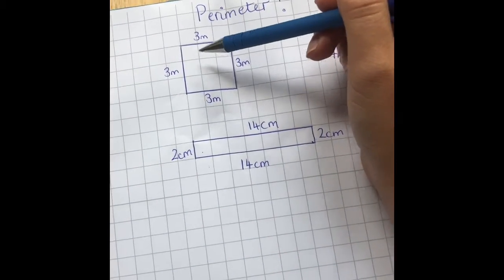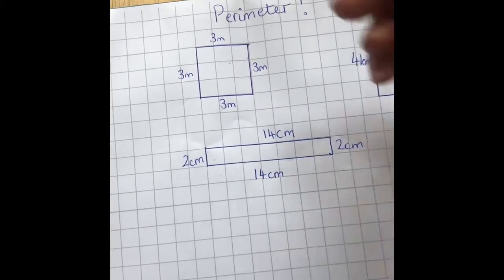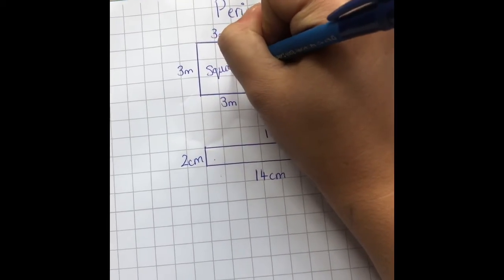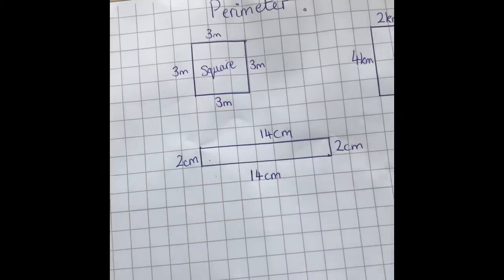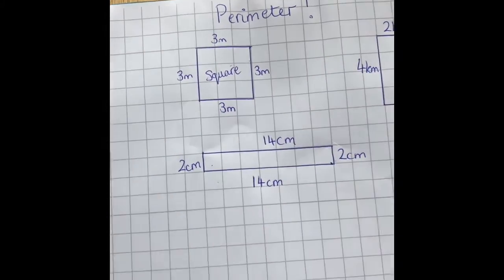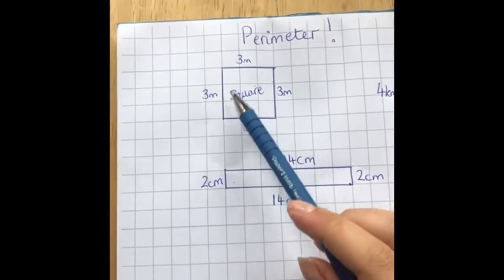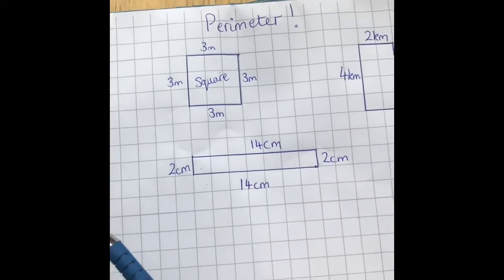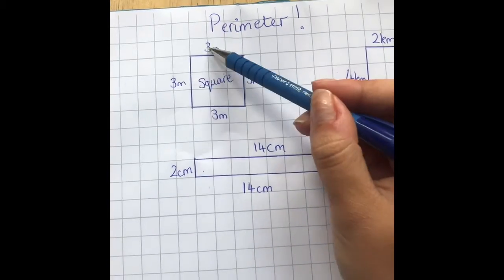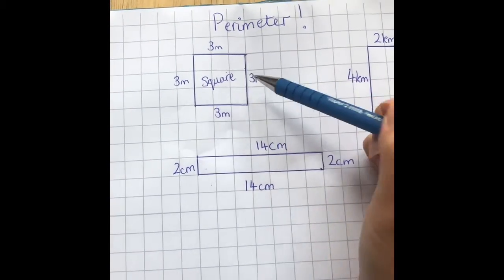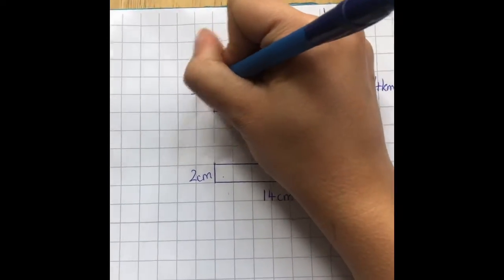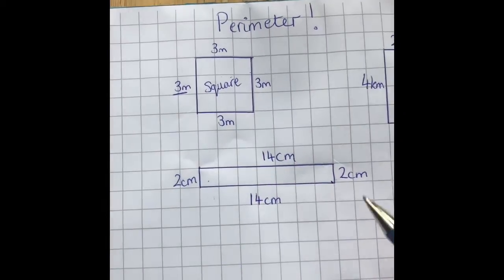So this shape here is a square. And think what we know about squares. They have 1, 2, 3, 4 sides, and all 4 sides are the same. So in here, to make it easier, I've written in the measurements of all 4 sides. So each side is 3 meters.